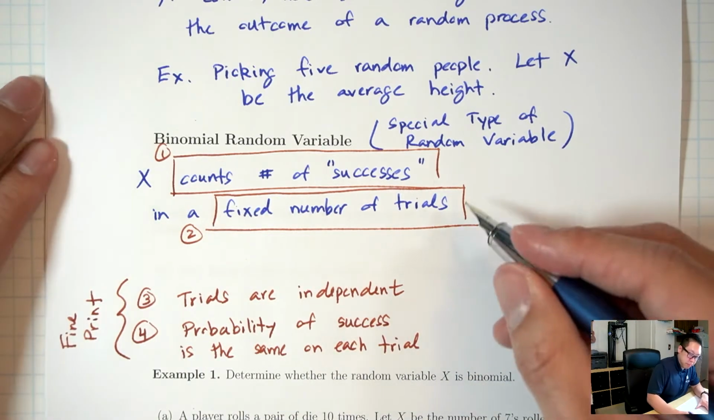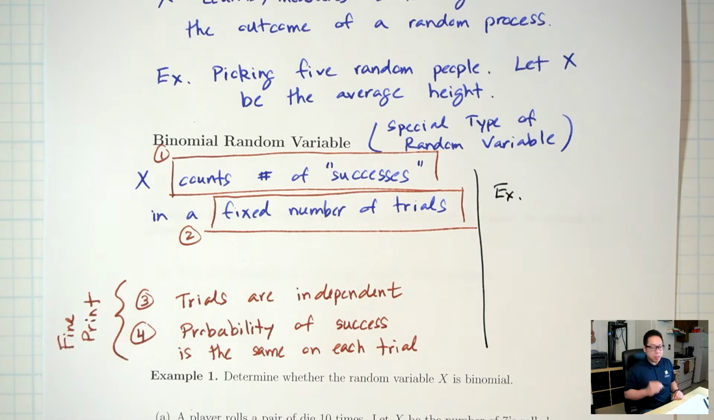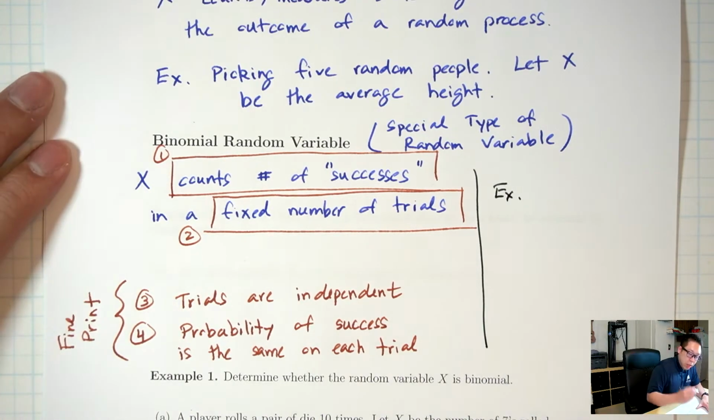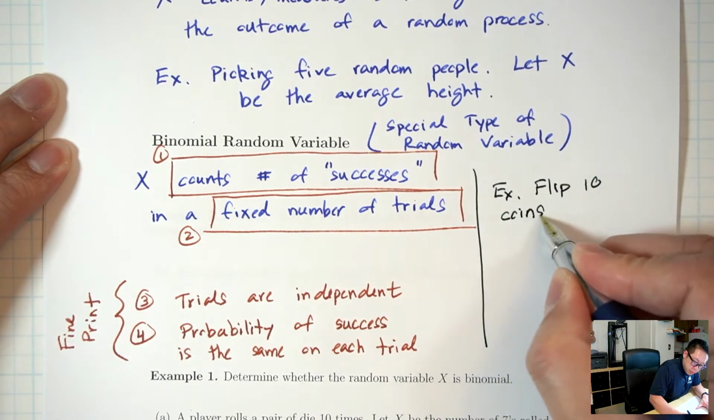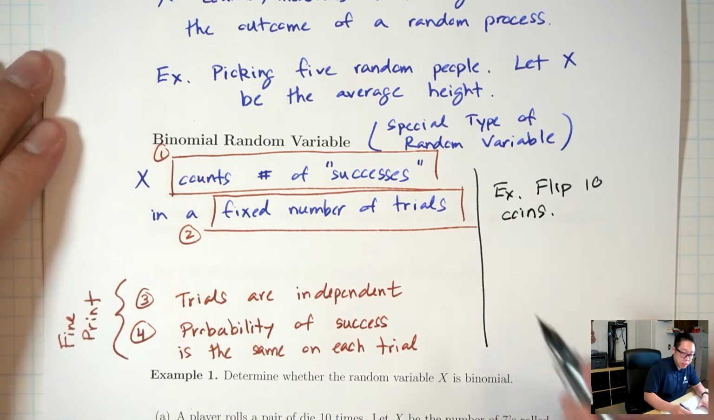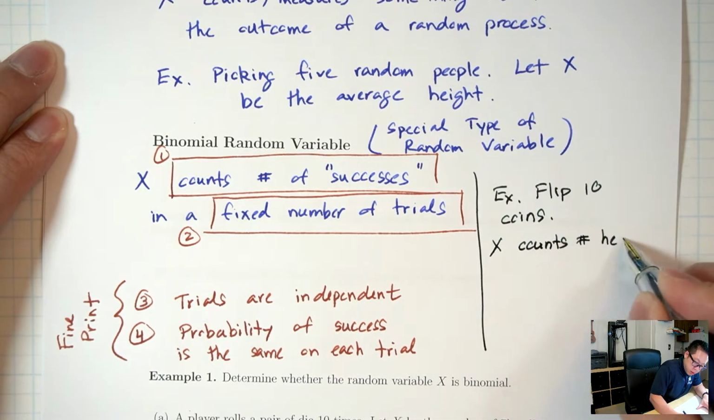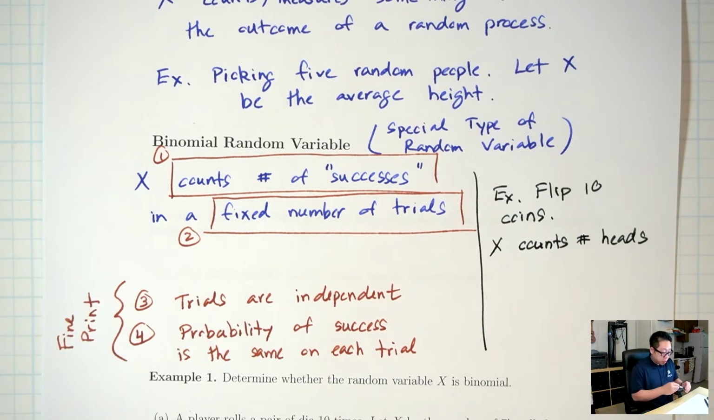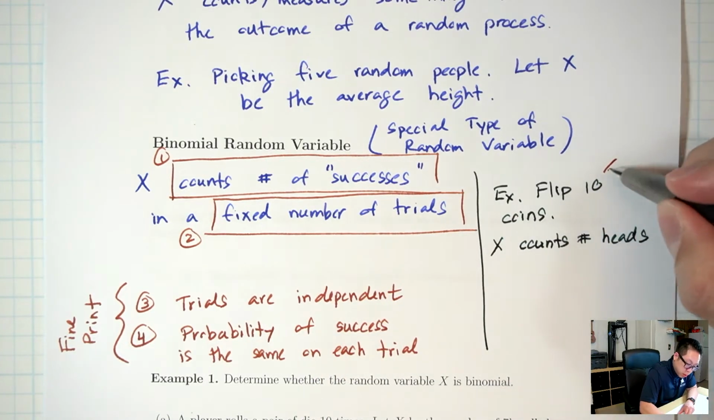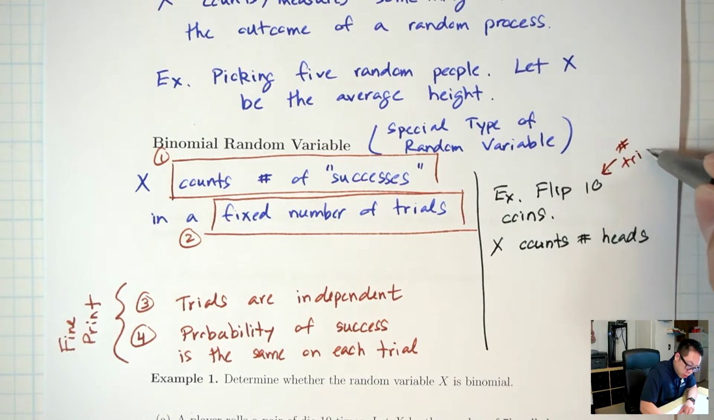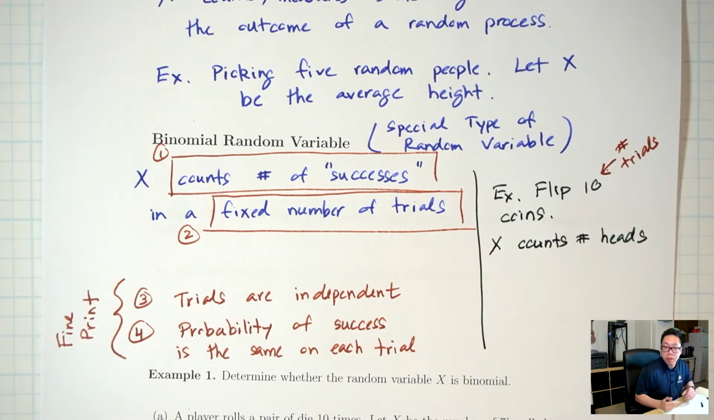Let me give you 2 examples. The first example is a classic example of a binomial random variable. We're going to flip 10 coins, and then x is going to count the number of heads. The random process here is we're flipping coins. We're doing it 10 times, so that's the number of trials. And x is counting the number of heads. Heads is what we're considering to be success in this case.